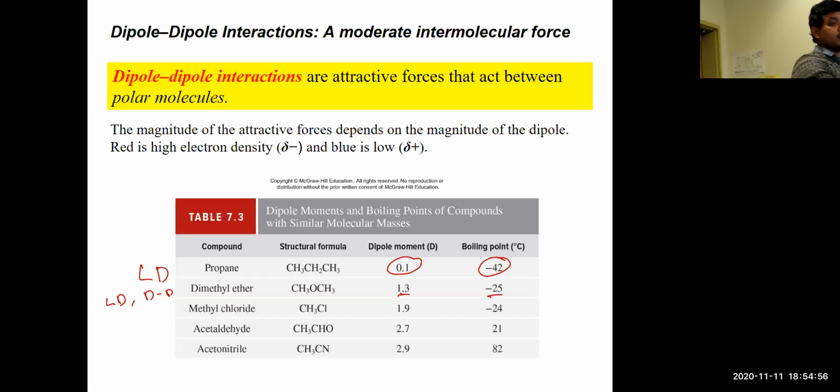For methyl chloride, the next molecule, even though it is small, it has a larger dipole moment. And the next molecule, acetaldehyde, also has dipole-dipole interactions as its intermolecular force, and also London dispersion forces by default, you can say. It also has a larger dipole moment. As a result, it has a bigger boiling point.